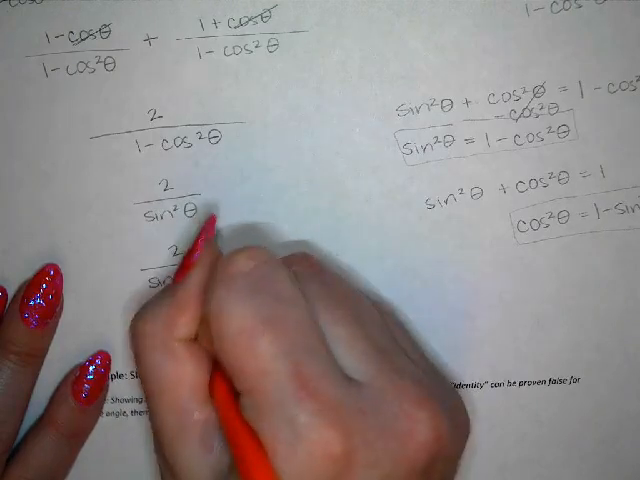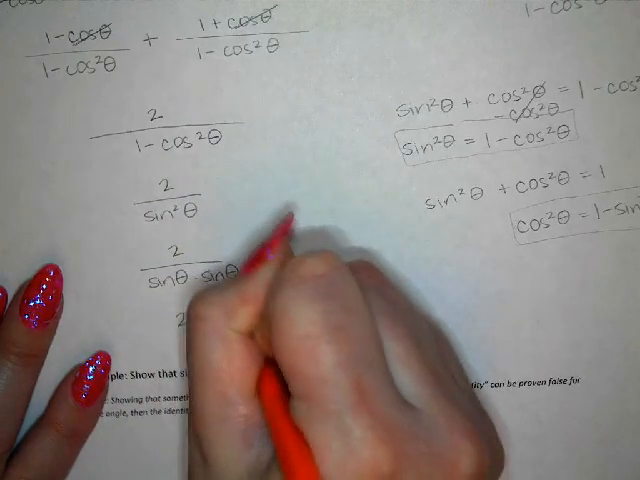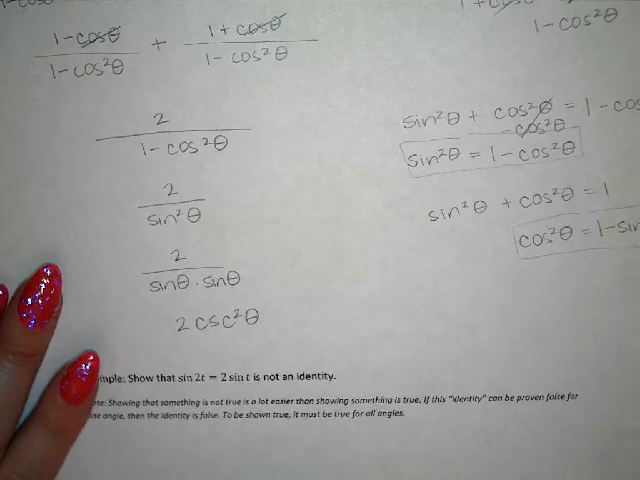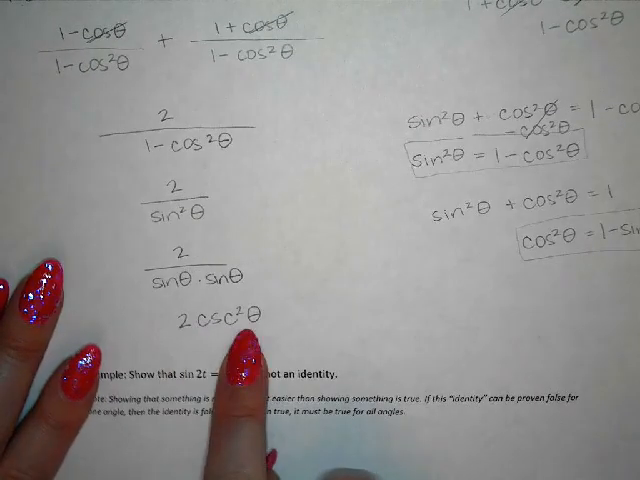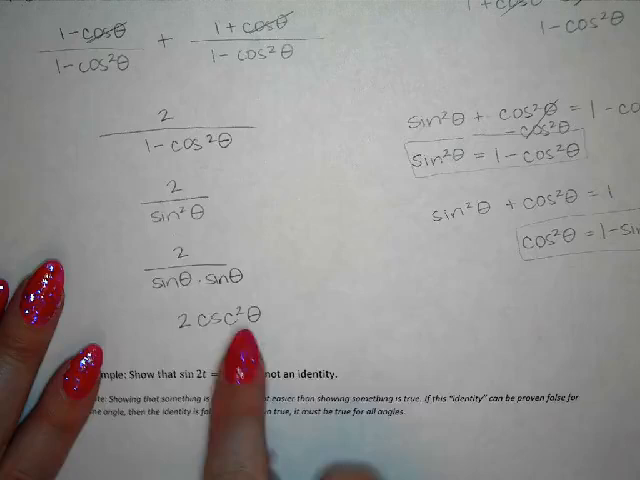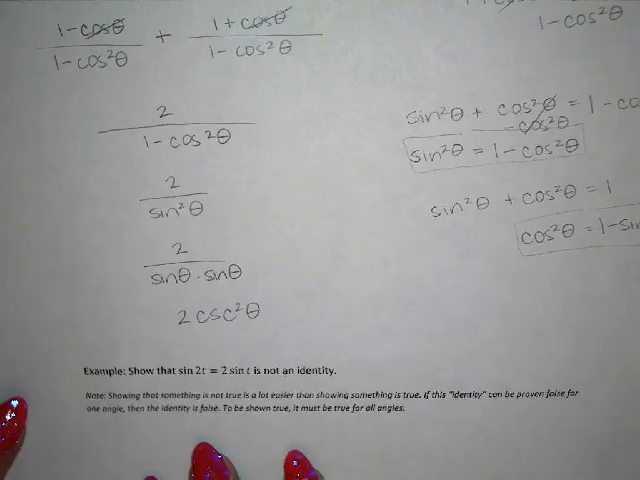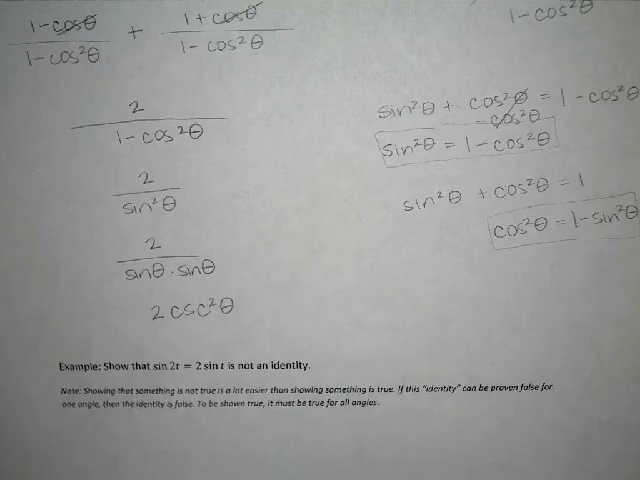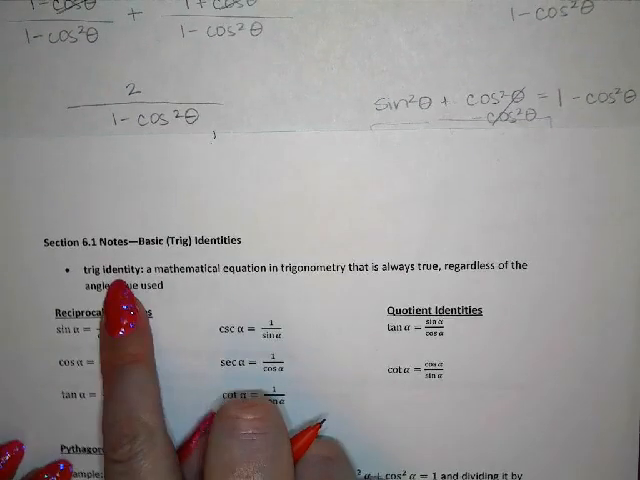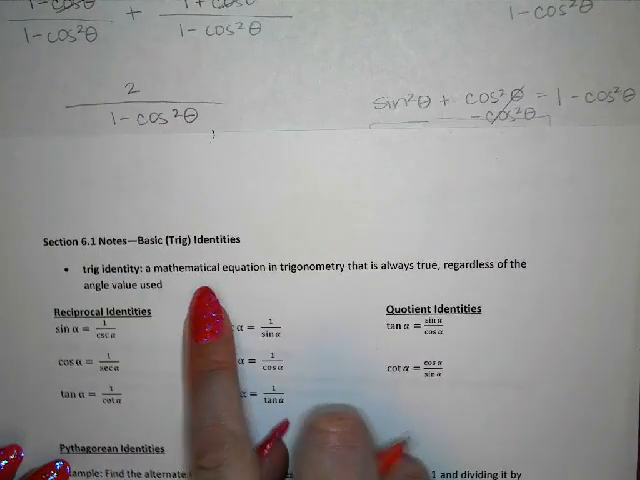All right, one last problem. So I'm going to go back to the beginning of my notes. The beginning of my notes said, a trig identity is a mathematical equation in trig that is always true, regardless of the angle value used. It is always true. So here they said, show that sine of 2t equals 2 sine t is not an identity.